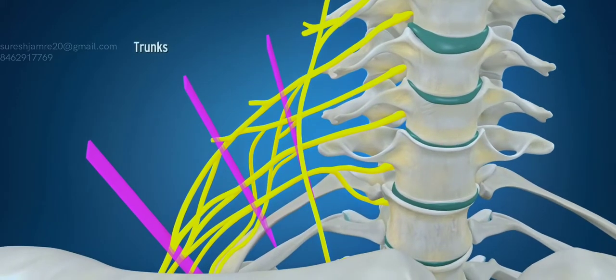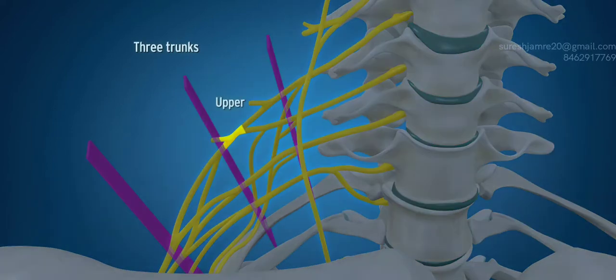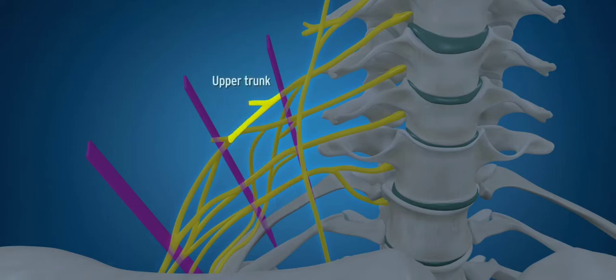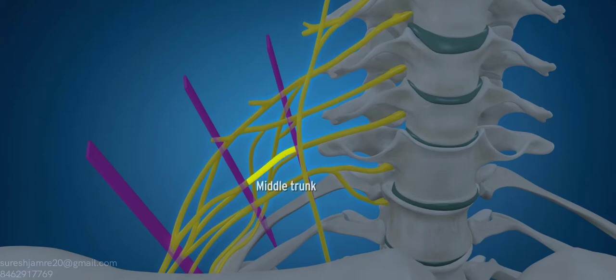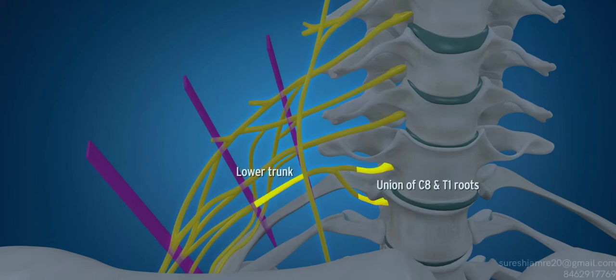The trunks. The trunks are formed by the union of the roots. There are three trunks: the upper, the middle, and the lower trunk. The upper trunk is formed by the union of the C5 and C6 roots. The middle trunk is a continuation of the C7 root. The lower trunk is formed by the union of the C8 and T1 roots.